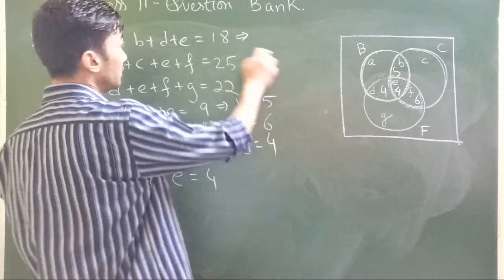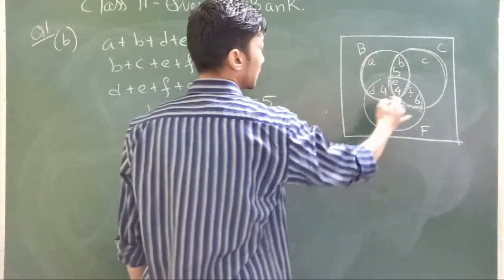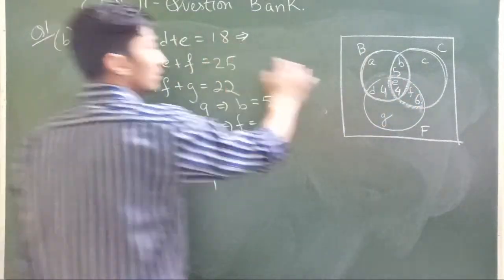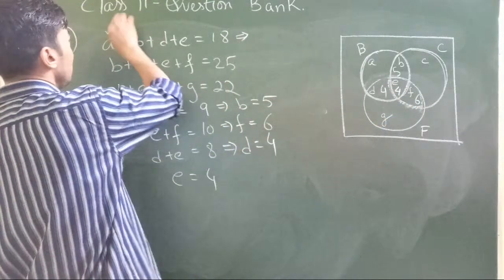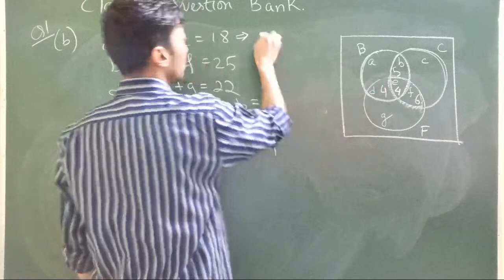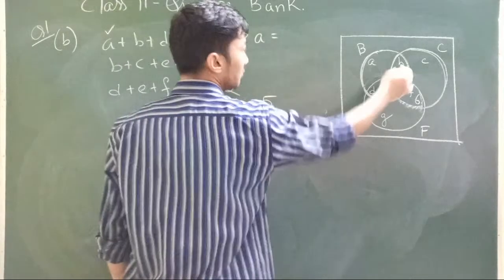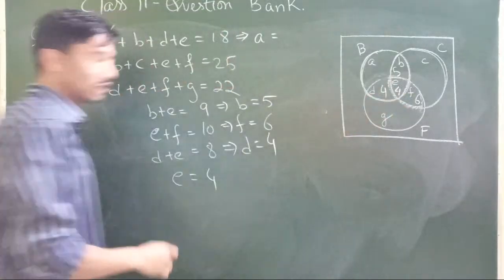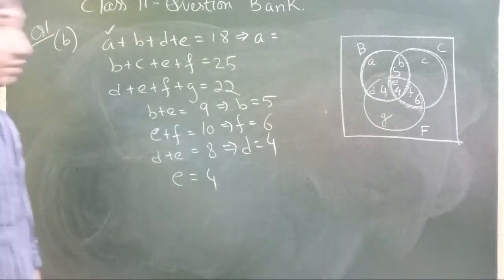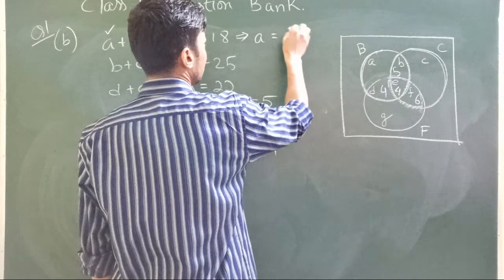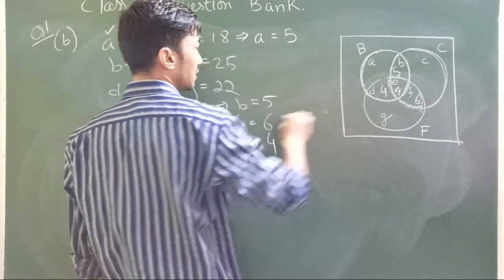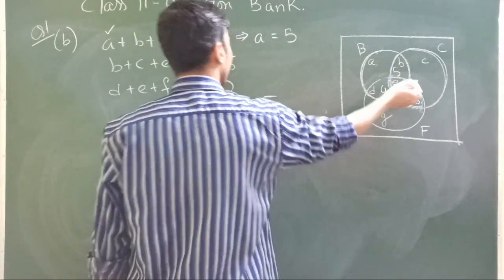Now, as it is given here, all the elements total 18. We already know the 3 elements, 5, 4 and 4. So what will be the value of A? The value of A here will be 18 minus 5 minus 4 minus 4. So how much is that going to be? That is going to be 5, isn't it? Because 5, 5, 10, 4, 4, 18.